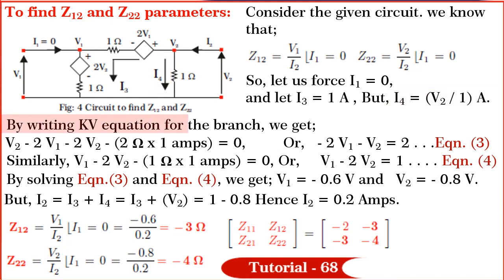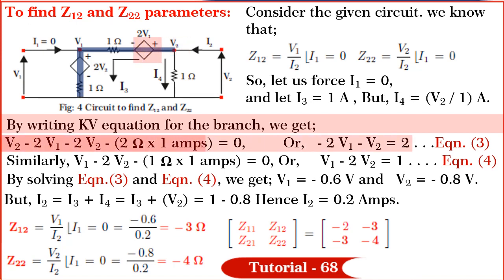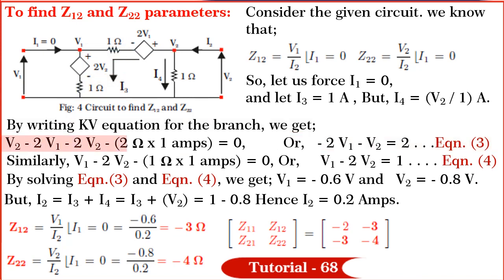Now, by writing the Kirchhoff's voltage equation for this branch, we get V2 minus 2V1 minus 2V2 minus 1 plus 1 equal to 2 ohm into 1 ampere is equal to 0. By simplifying, we get minus 2V1 minus V2 is equal to 2.